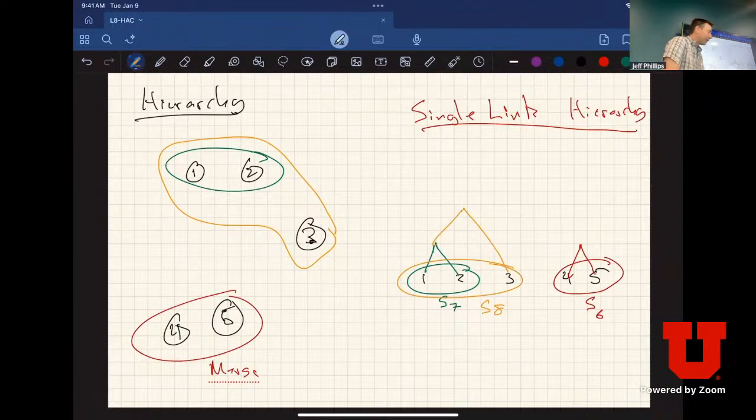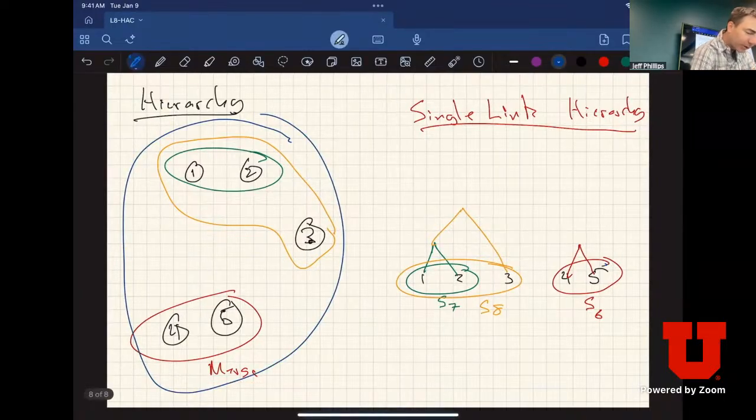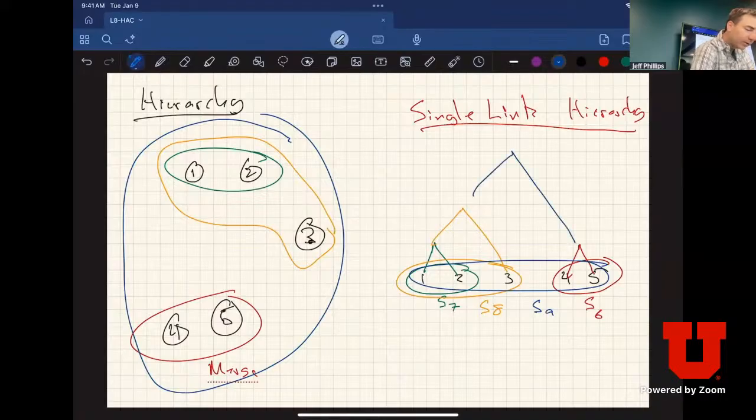Okay, so now I'm going to kind of build this tree. And then if I wanted to keep going, I can put this all together into a cluster. We'll call this S9 here. Okay, so now everything is together in one cluster. So I can build this hierarchy over the clusterings.